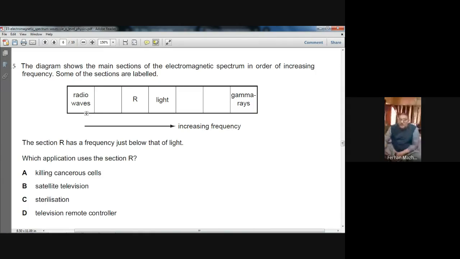You see, these are rays. So if you remember, "Ronald McDonald is very ugly except Gary": radio waves, microwaves, infrared, visible light, ultraviolet, X-rays, gamma rays. So R here is standing for the infrared. And the infrared is used in the television remote controller. So D will be the right choice.